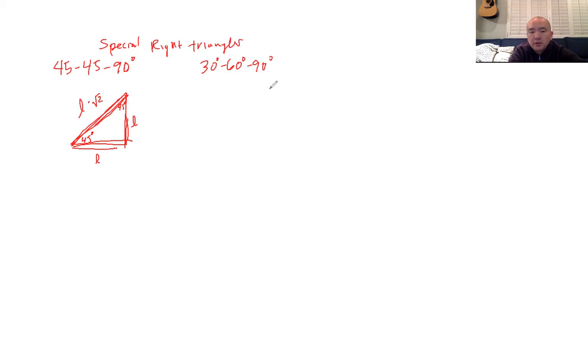And when you get to the 30, 60, 90 triangle, this is 30, this is 60, and this is the 90-degree angle. This is the shortest leg, and the shortest leg is half of the hypotenuse. In other words, if you multiply the short leg by 2, that'll equal the hypotenuse. So if this is 2, that means that this is 4. If the short leg is 6, that means that the hypotenuse is 12.